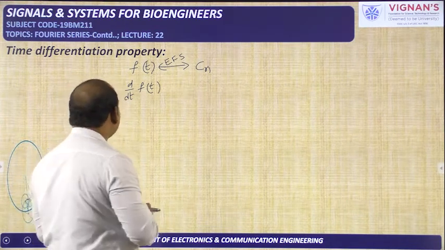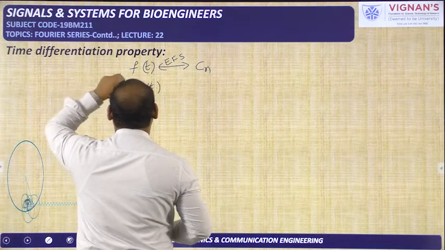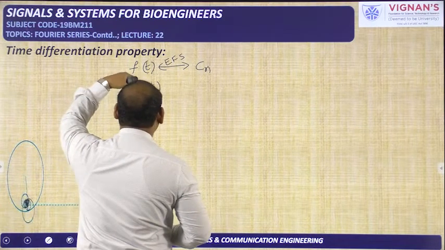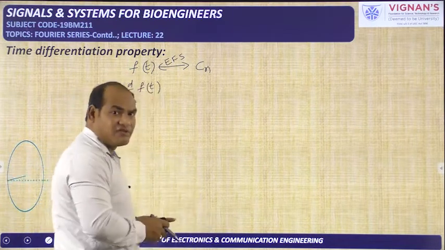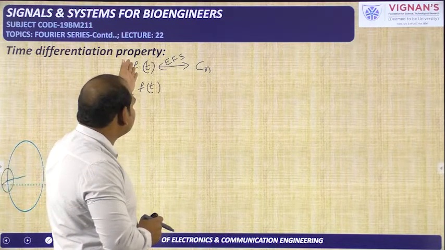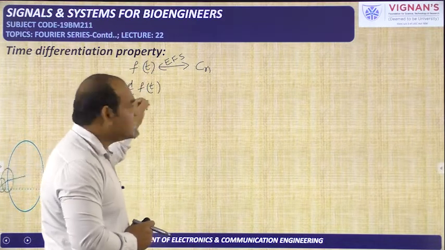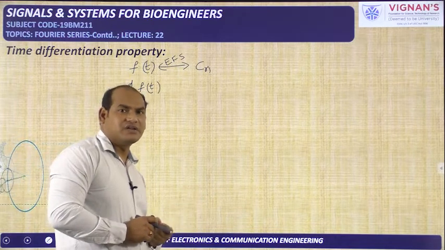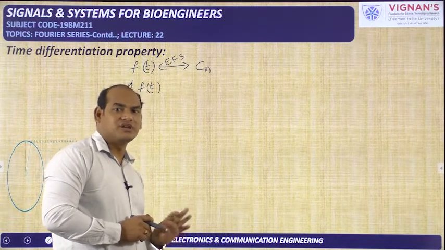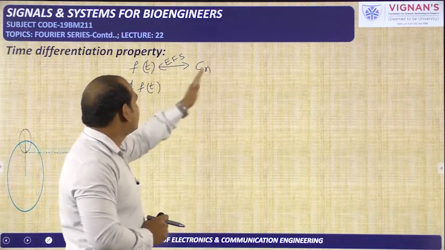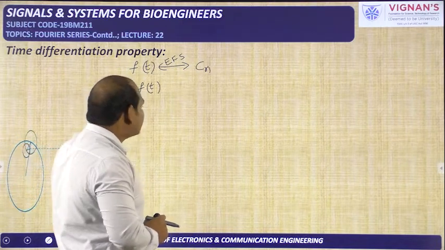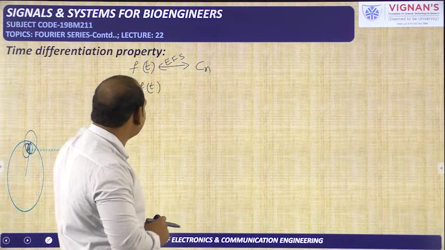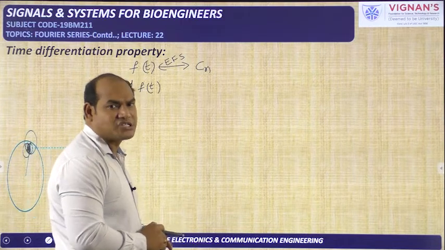Why do we call it time differentiation? Because we are performing the differentiation on the time domain signal only, that is f of t. f of t is the time domain signal where the independent variable is t, and Cn is related to the spectrum, that means with respect to frequency. Spectrum is always with respect to frequency only. So one is the frequency domain, the other is the time domain. We are doing the differentiation in the time domain. That's why it is called the time differentiation property.